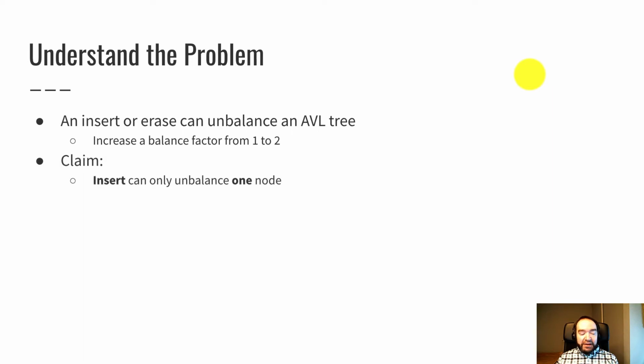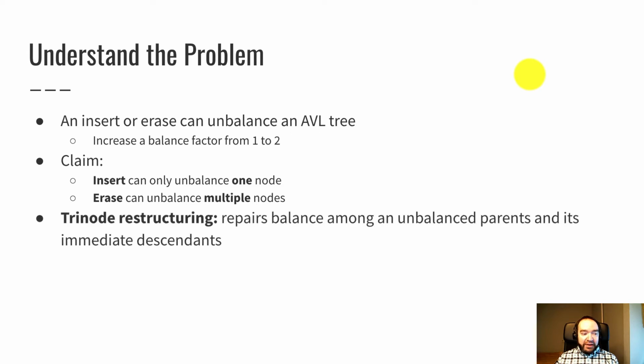We've claimed that an insert operation can only unbalance one node between the leaf that we created and the root, and an erase can unbalance multiple nodes. So what we need is a trinode restructuring operation, that's what it's called, and what it does is it repairs the balance among one unbalanced parent and its immediate descendants.